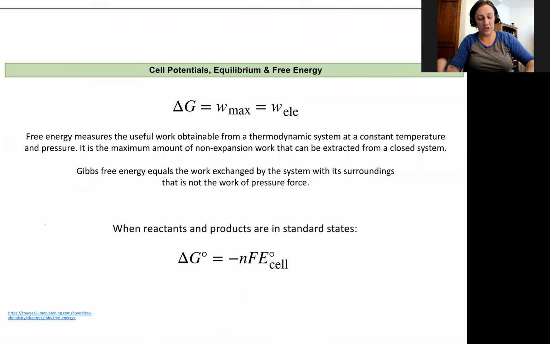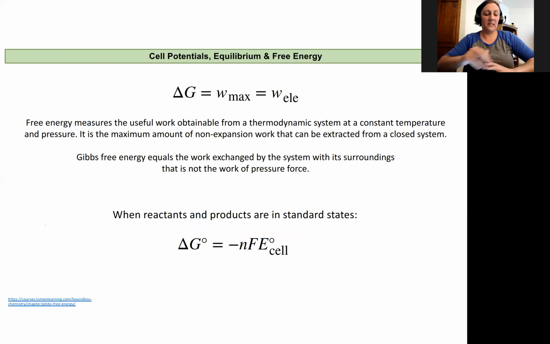This is akin to free energy, since we've already talked about free energy as being a way of measuring useful work that can be done, and electrical work falls into this category of useful work that isn't expansion work from a gas expanding out or contracting. So we're in a closed system. So that Gibbs free energy is going to equal the work that's exchanged by the system with its surroundings, not the work from pressure force. And so it's going to be that electrical work if that's the only work being done.